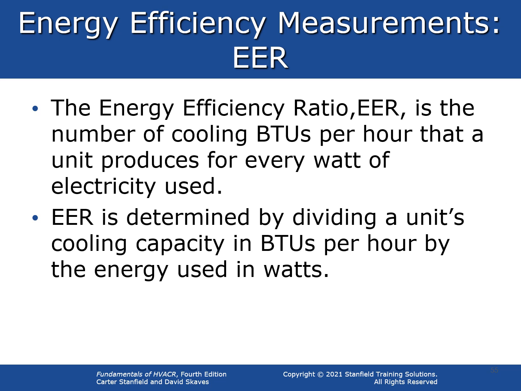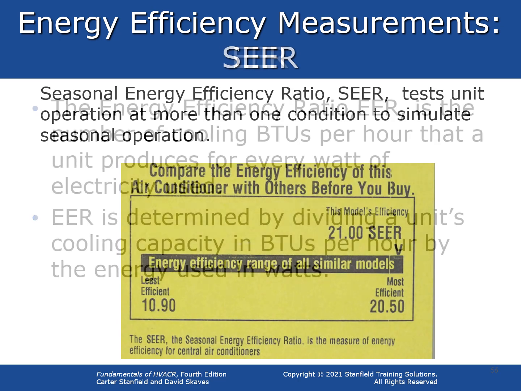The energy efficiency ratio, EER, is the number of cooling BTUs per hour that a unit produces for every watt of electricity used. EER is determined by dividing a unit's cooling capacity in BTUs per hour by the energy used in watts. EER is a steady-state measurement taken at design conditions.